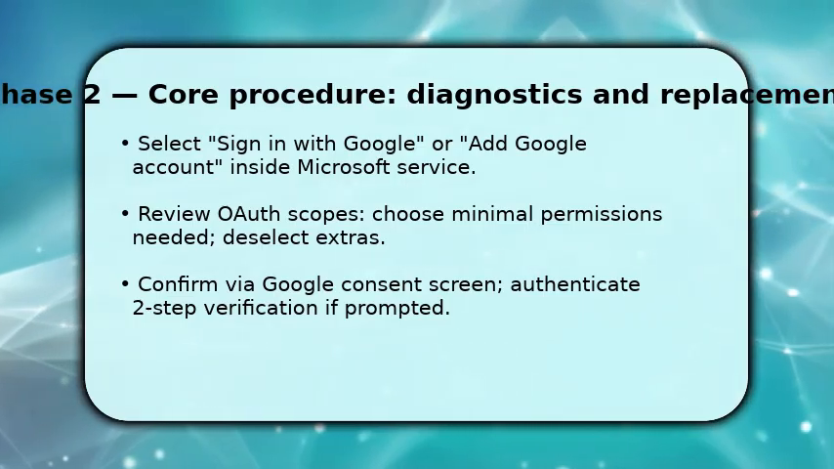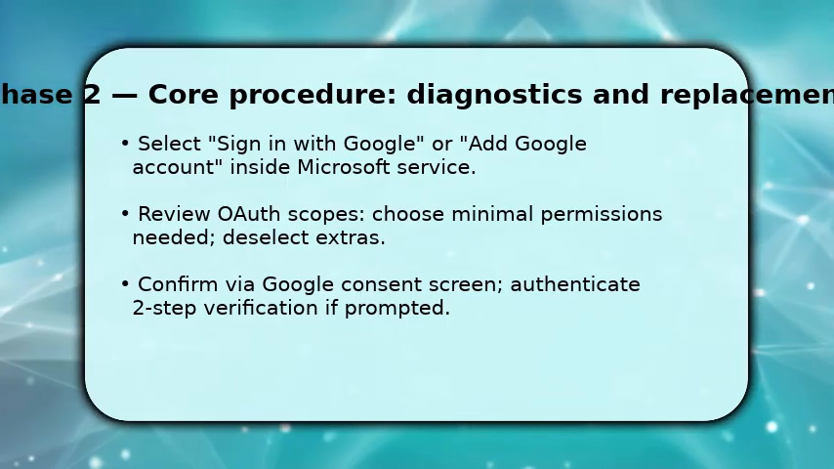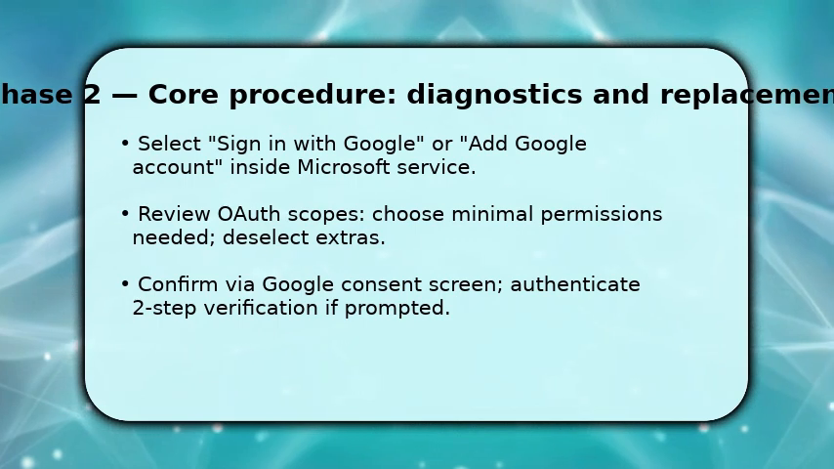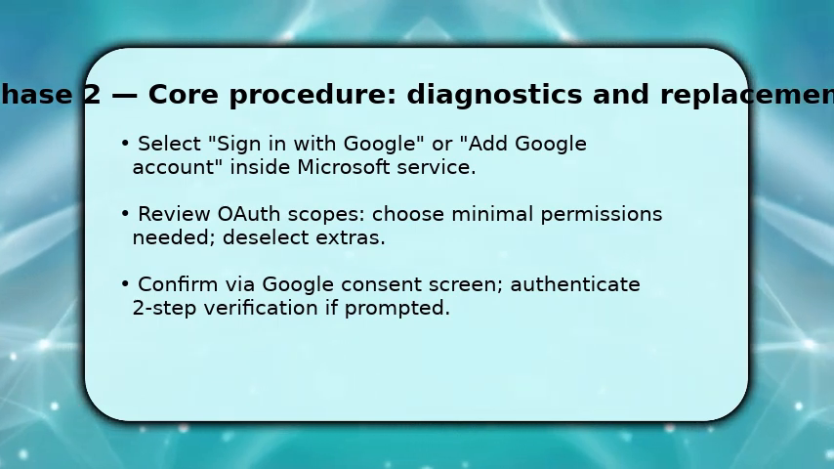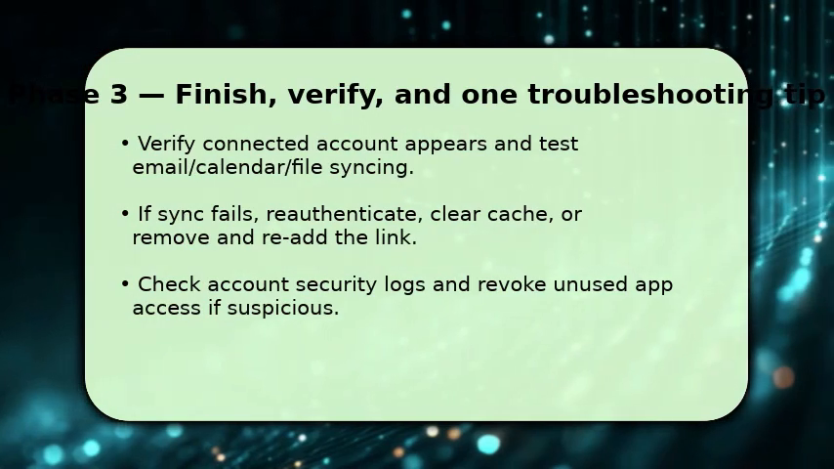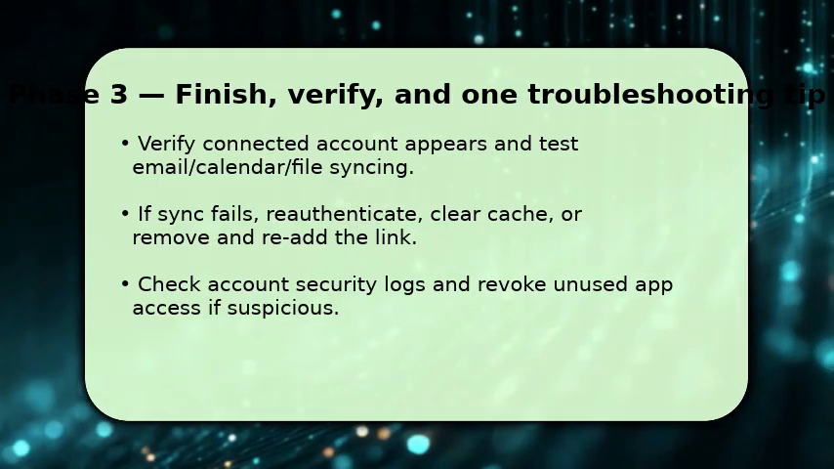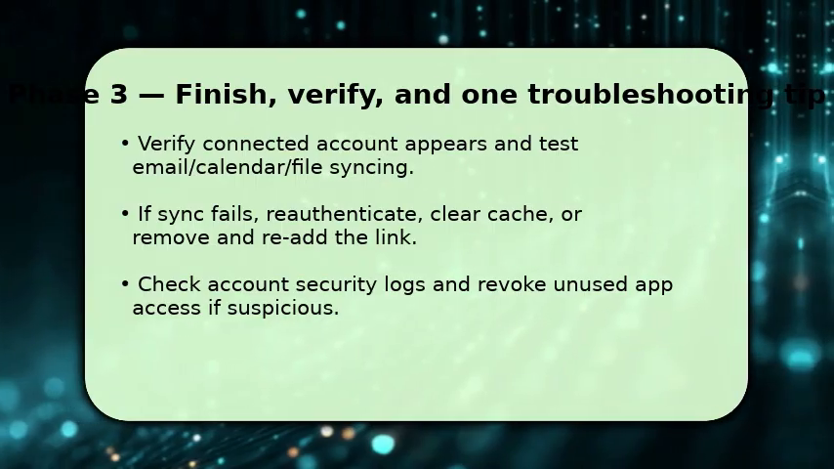You'll return to Microsoft where it will finalize account mapping and ask which data streams to sync. Pick folders and calendars carefully. Complete the process by verifying the linked account shows up in Microsoft and testing key functions. Send a test email, open a synced calendar event, or access a shared file.